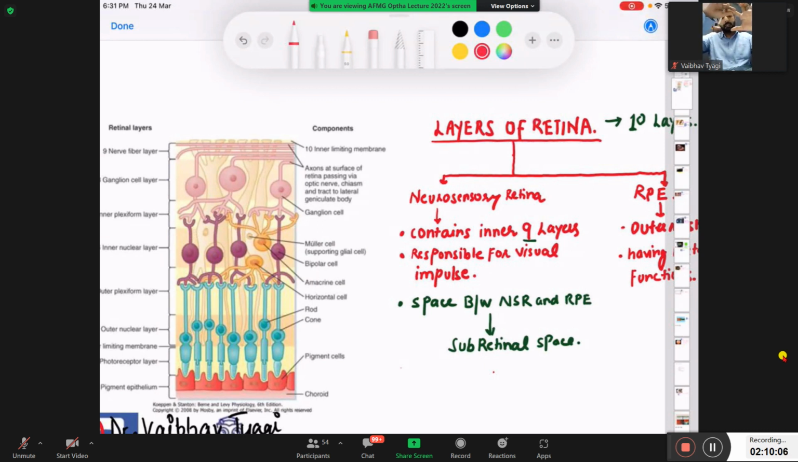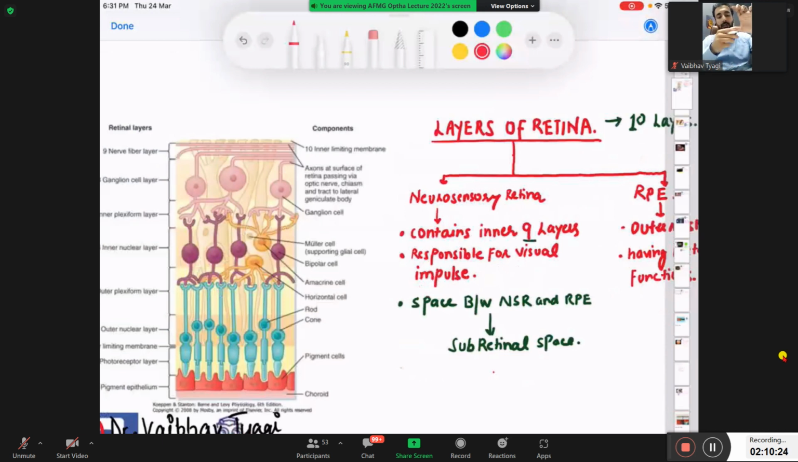Okay. And this is the innermost layer of the retina. The name is internal limiting membrane. As the name suggests, internal means innermost, right? So this is the innermost layer, internal limiting membrane, and this is the RPE. Outermost layer is retinal pigment epithelium.